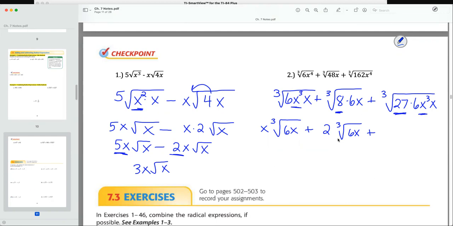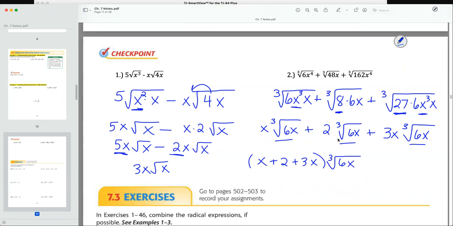The cube root of 27 is 3. The cube root of x cubed is x. So I have 3x times the cube root of what we have left, which is a 6 and an x. So perfect. What we have is x cube root 6x plus 2 cube root 6x plus 3x cube root 6x. So they share this common 6x. So what I can do is take the x and the 2 and the 3x, take all of those, add them together, and multiply that by their common cube root of 6x.